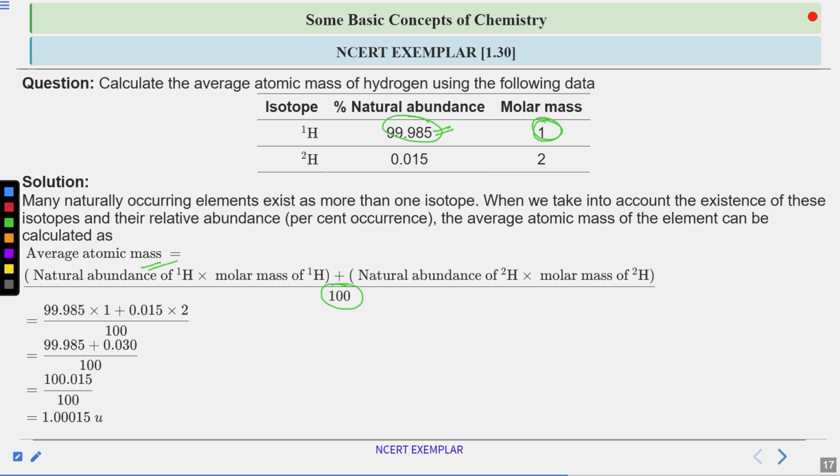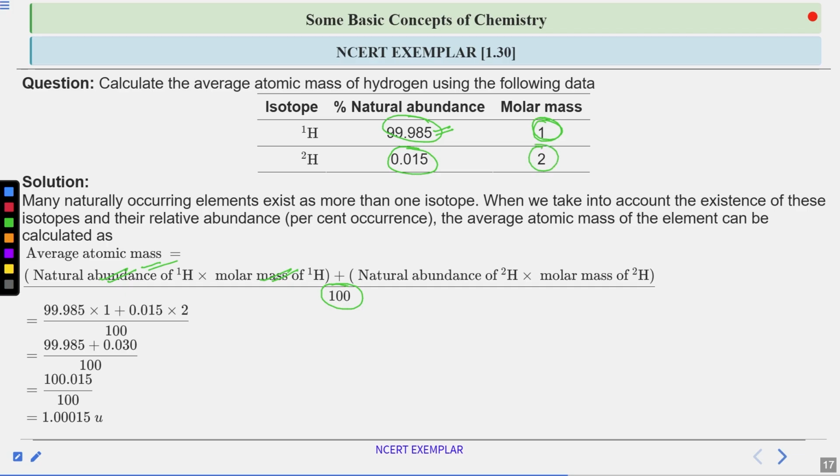So I have done the same thing. This is your natural abundance multiplied by the 1, divided by 100. Same thing will be done with the deuterium, that is the second isotope. Convert this into fraction by dividing it by 100. You have to divide it by 100, not multiply. So doing this and multiplying it with their molar mass, which is 2.